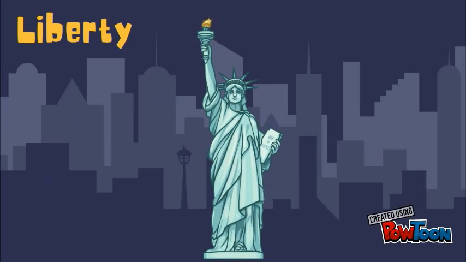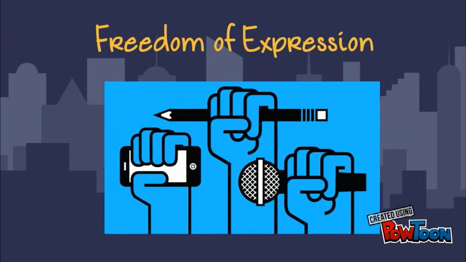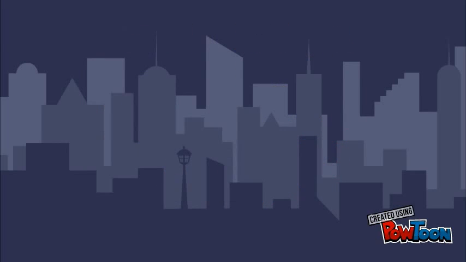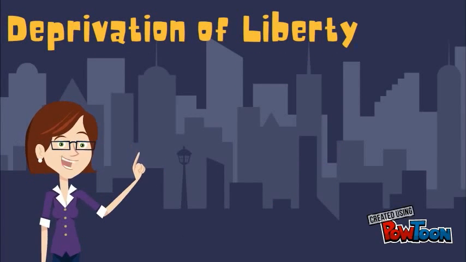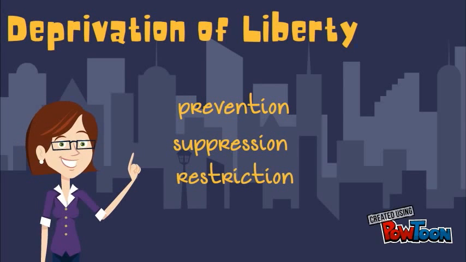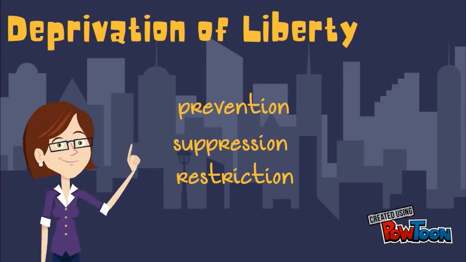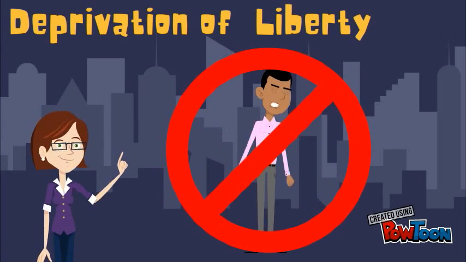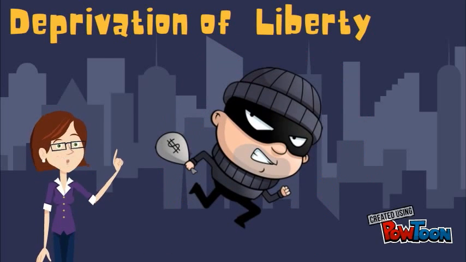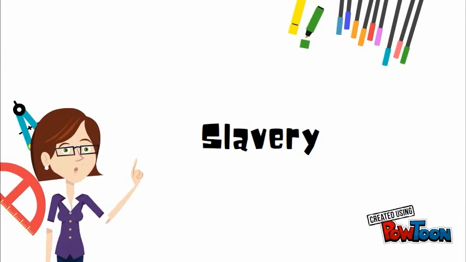Liberty. The term liberty means not only the right of an individual to be free from physical restraints of his person, such as by imprisonment or detention, but also the right to be free in the use of his faculties in all lawful ways. Example: freedom of expression, speech, and travel. Deprivation of liberty means the prevention, suppression, and restriction of human freedom and expression. A person may be deprived of his liberty when he uses it unlawfully or abusively by committing acts amounting to crime. Slavery is one of the crimes against liberty.